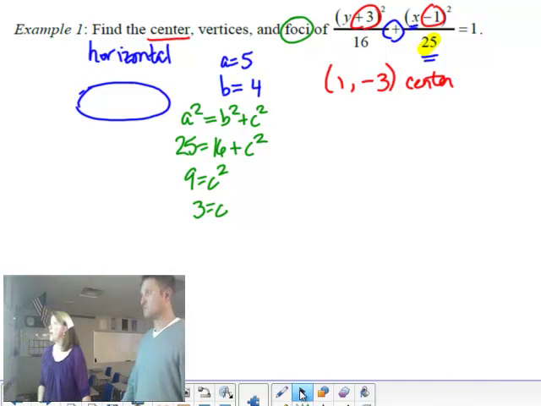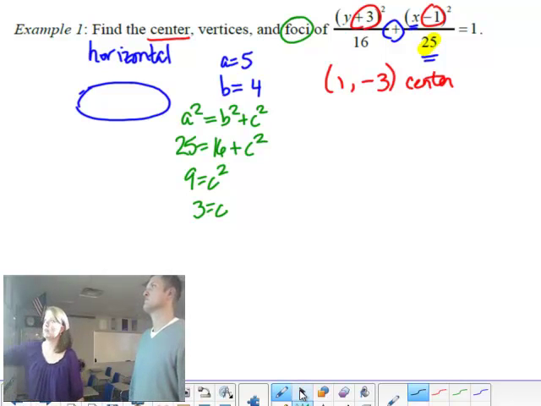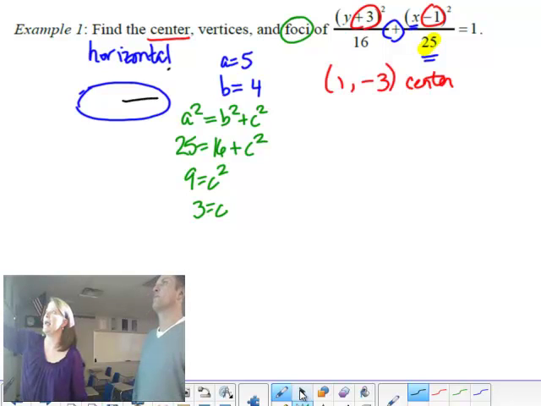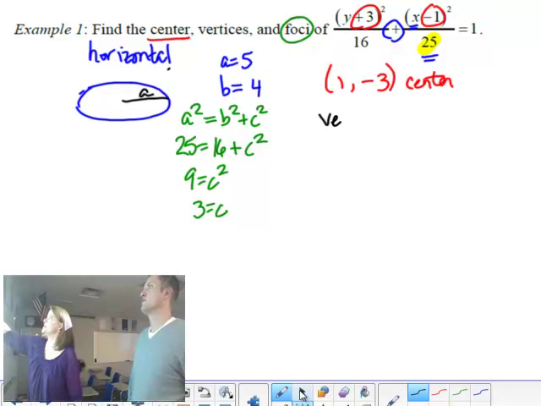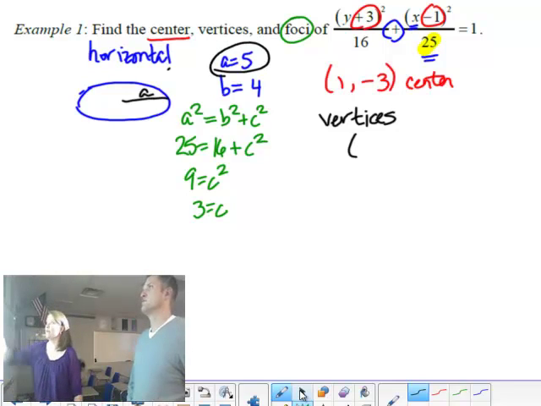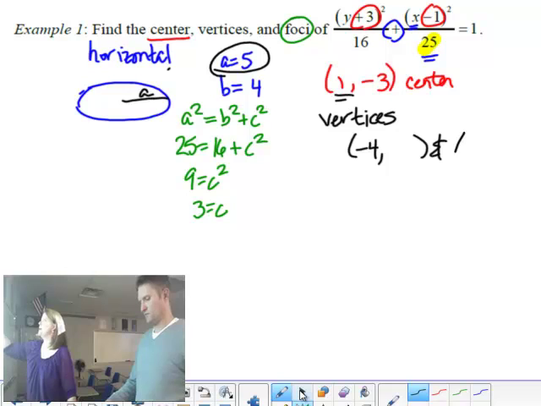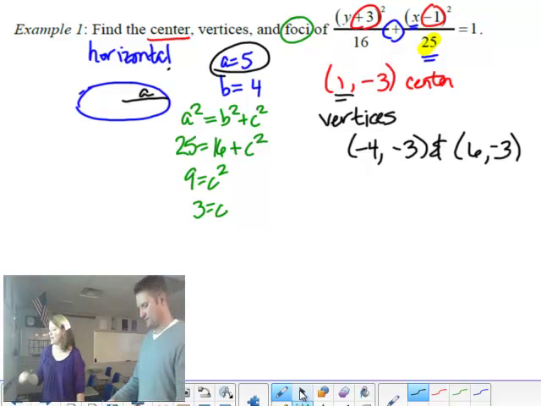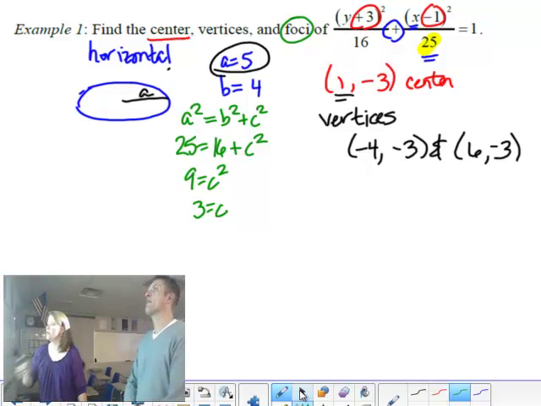So then the vertices are going to be on a horizontal, a amount away from the center, left and right. So vertices, I'm just going to write it all backwards. The vertices are going to be a amount away from this center value. So if I take 1 minus 5, I get -4. And if I take 1 plus 5, I get 6. The y values do not change: -3, -3. Simple as that. Back to our c value, which was 3.